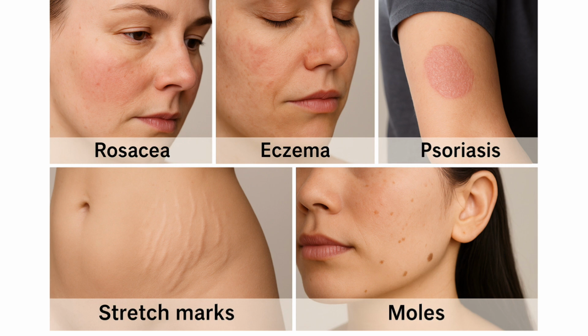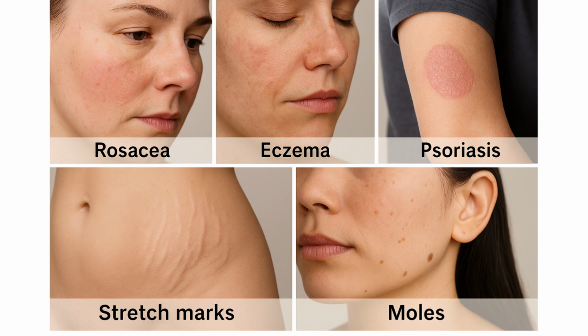Rosacea, a condition causing redness and visible blood vessels on the face. Example: hot drinks can make rosacea symptoms worse. Eczema, a skin condition causing itchy, red, and dry patches. Example: my friend uses a special cream for her eczema.